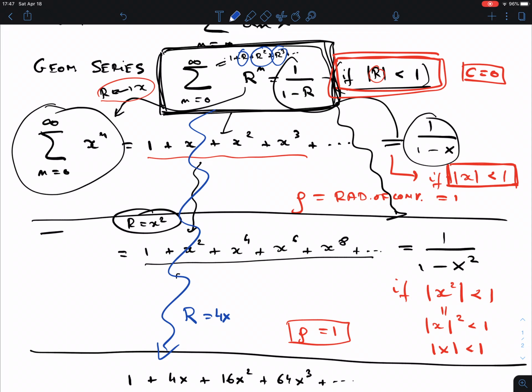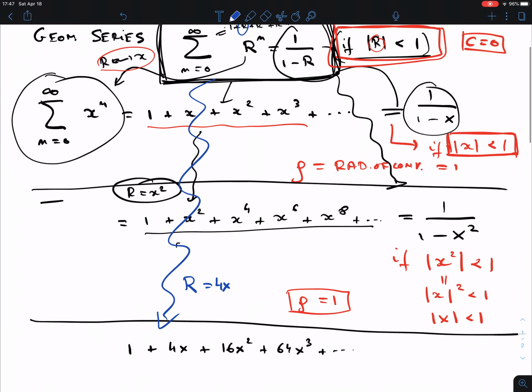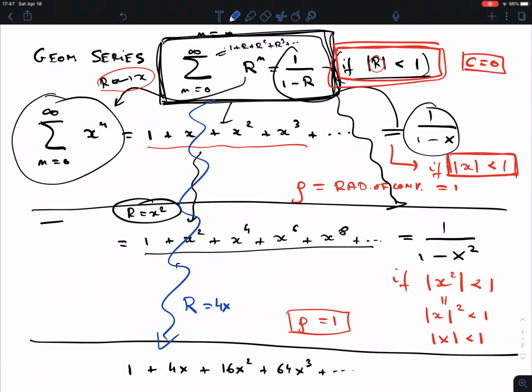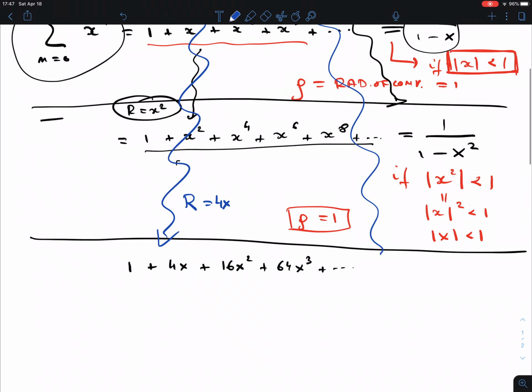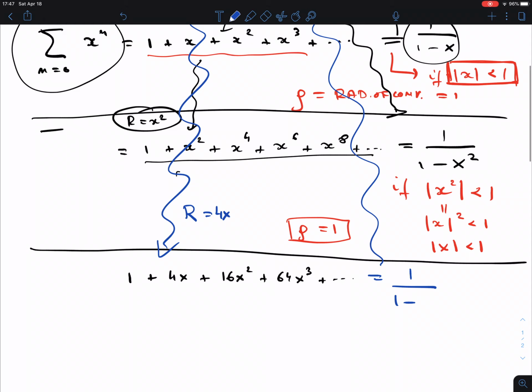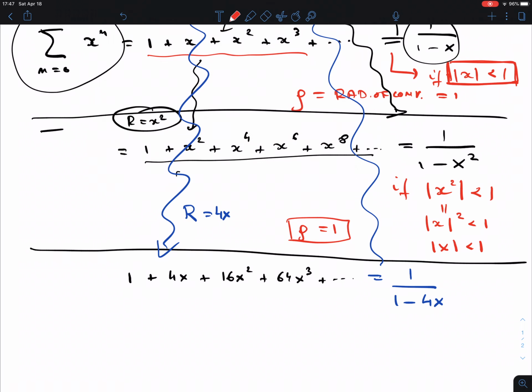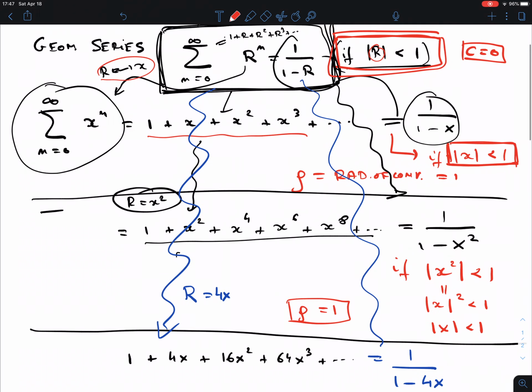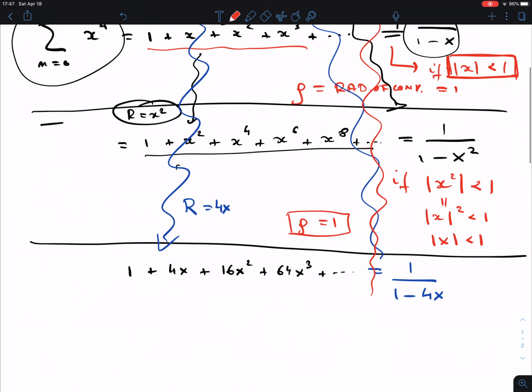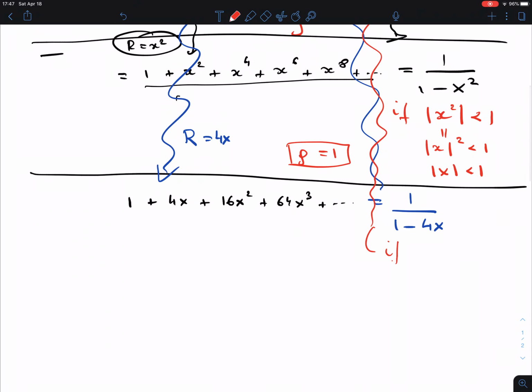Okay? All right. So, if we do this on the left-hand side, we should also do it on the right-hand side. So we get equality. This is equal to 1 over, and now r is 1 minus r is 4x. And we should also do it with this condition here. This means if r, 4x, is less than 1.